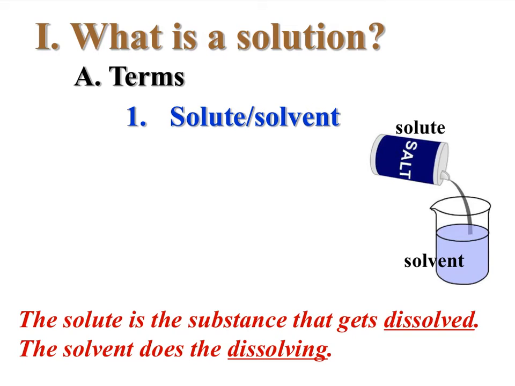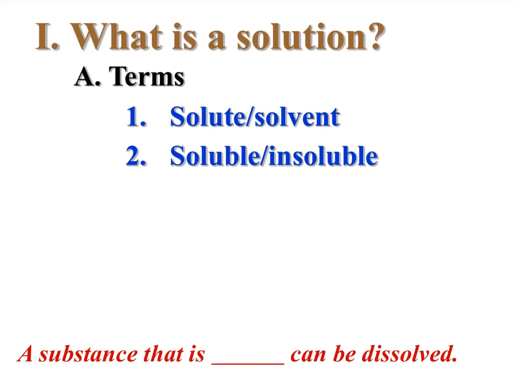So it's pretty simple. Here we have soluble and insoluble. Remember the prefix in means not. Soluble means it goes into solution. Insoluble means it doesn't go into solution, at least not easily. So a substance that is soluble can be dissolved. Insoluble means not being able to be dissolved.